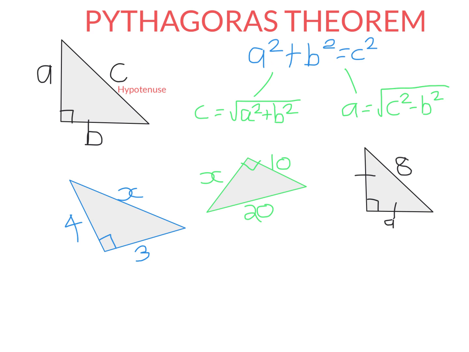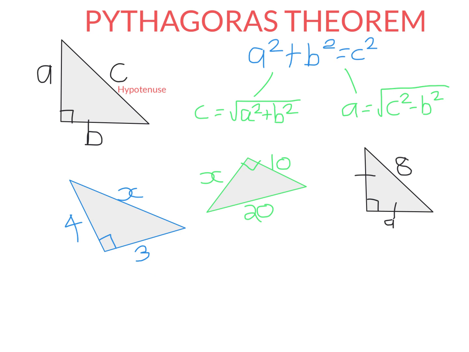So we can rearrange this formula to help us find an unknown side. So rearranging to make C the subject, we have C equals square root of a squared plus b squared. You use this formula here if you're trying to find the longest side or the hypotenuse, and you use this formula here if you're trying to find a shorter side. All right, let's look at some examples.